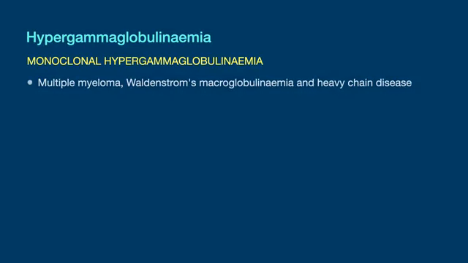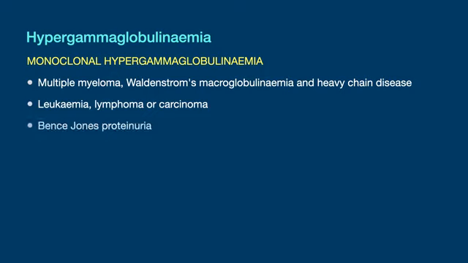As for the monoclonal hypogammaglobulinemia: multiple myeloma, Waldenstrom macroglobulinemia and heavy chain disease, leukemia, lymphoma or carcinoma, Bence Jones proteinuria, benign paraproteinemia, and amyloidosis. Let's look at cryoglobulinemia.